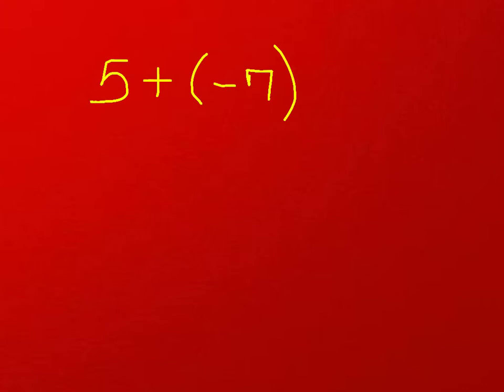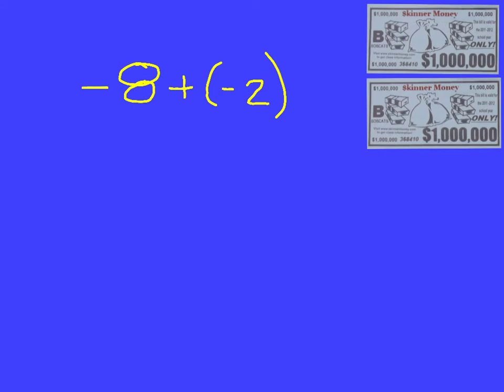For this one we have a positive 5 and we have a negative 7. So basically we're going up 5 and then we're going back 7. So this is going to give us a negative 2. Our negative 7 is the bigger number here, so we're going to have a negative answer. Practice problem number 4.